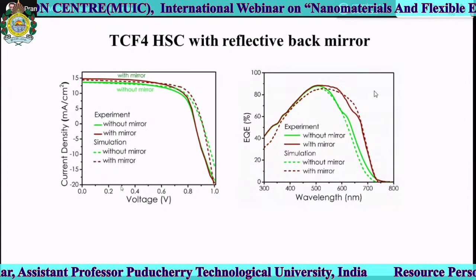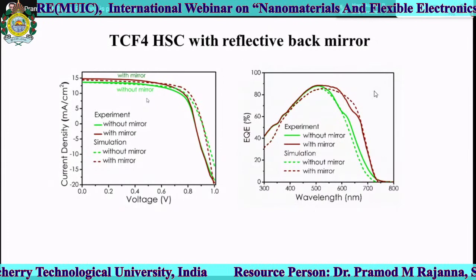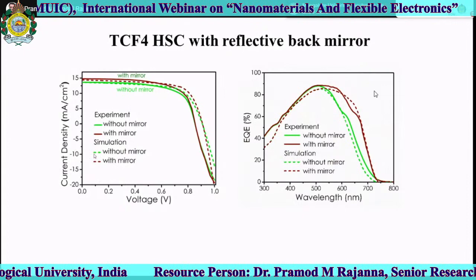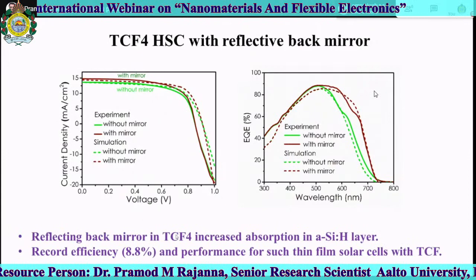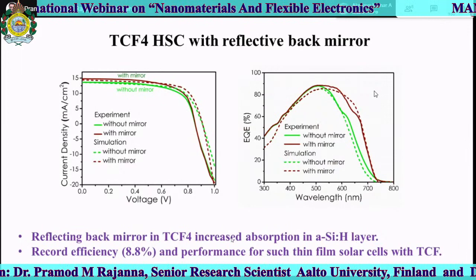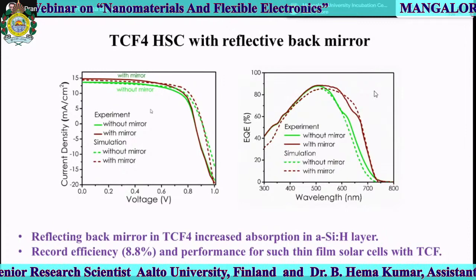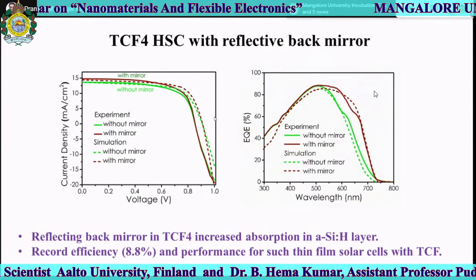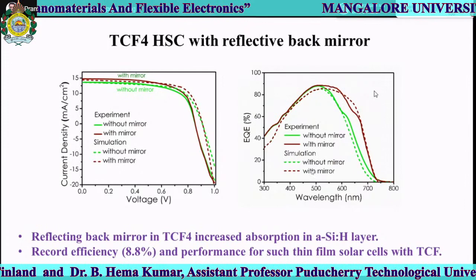And then what we do is we take this TCF4 device and at the rear side of it, we just place a mirror. And then we again shine the light from the top side, and we see that with the mirror, we have much higher current density again, and also a much higher quantum efficiency improvement, which is much wider in its IR response. The reflecting back mirror in TCF4 basically reflects all the incident light that is transmitted through the other side of the device back into the device, and thereby the absorption increases in the intrinsic absorber layer. We steadily move from 1.6% to 3.4% to nearly 9% conversion efficiency, and this is the highest device performance for any such kind of hybrid heterostructure devices.